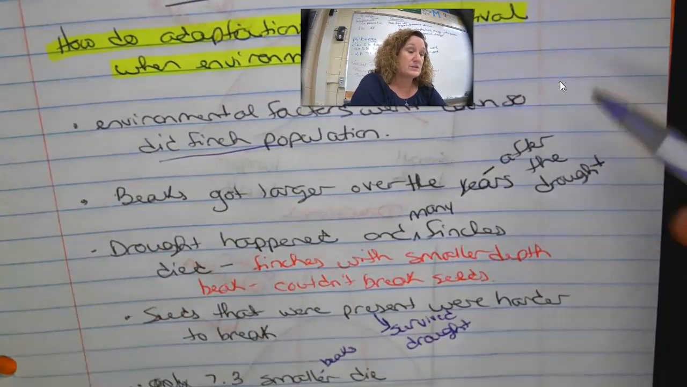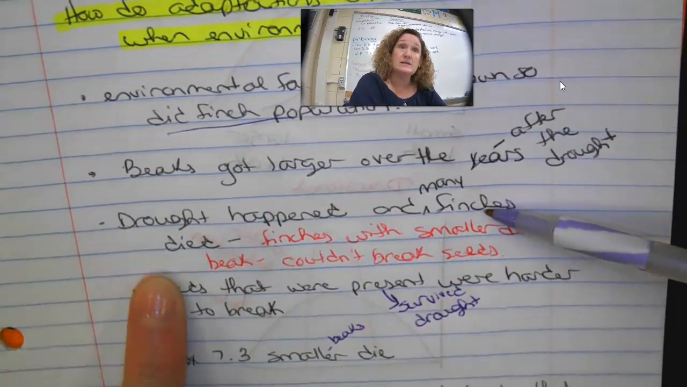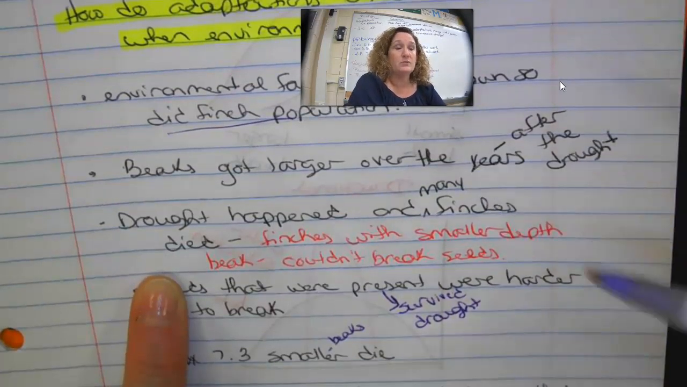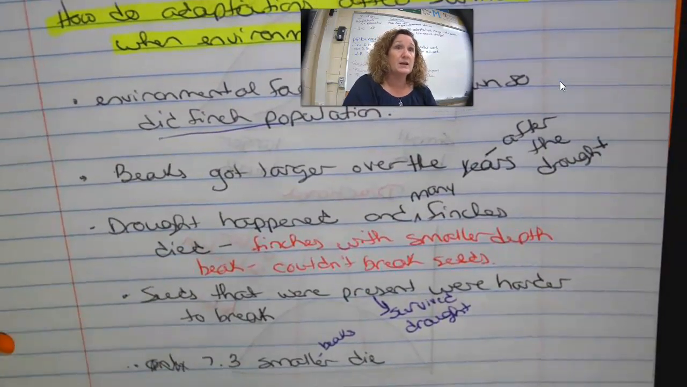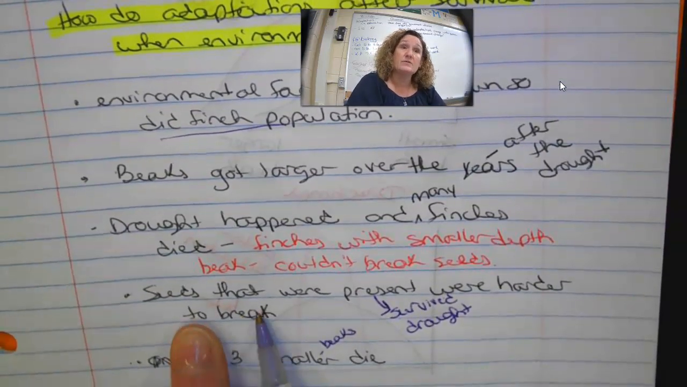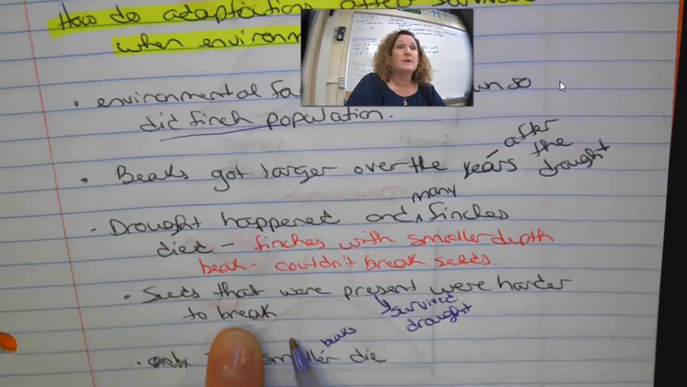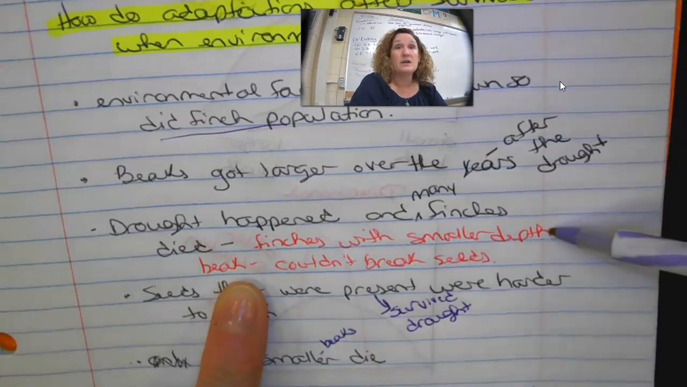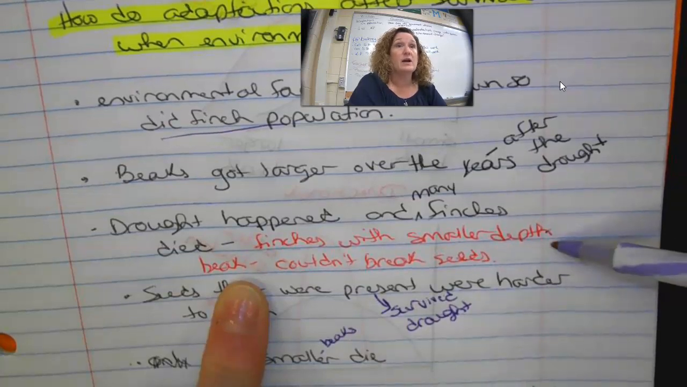The reason we saw that is that during the drought, a lot of finch died. As they died, it was because they weren't able to get enough food. Water would be part of it, but it was more along the lines of the food. The seeds that survived the drought were harder to break. Because they were harder to break, the finch with the smaller beak depths couldn't break them, and so those finch died and could not reproduce.